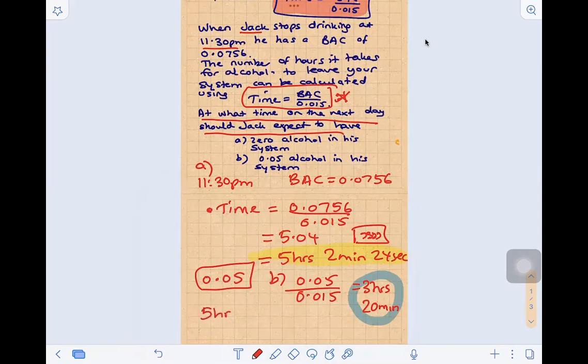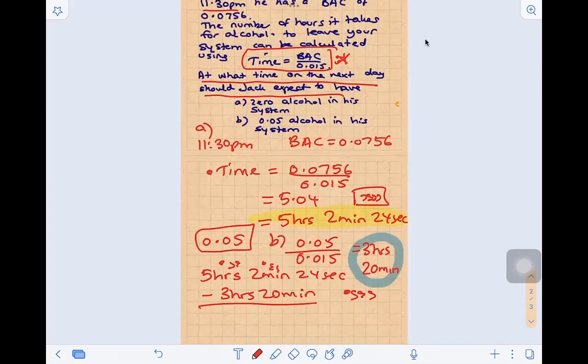So if we take the 5 hours, 2 minutes, 24 seconds, and we take away 3 hours and 20 minutes, you can use this button for hours and minutes. So you go 5, then that, 2, then that, 24, then that, and you take away 3 hours, 20 minutes. That means that will be 1 hour and 42 minutes difference.